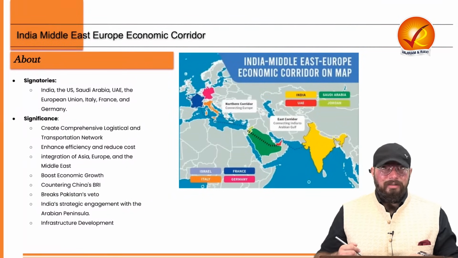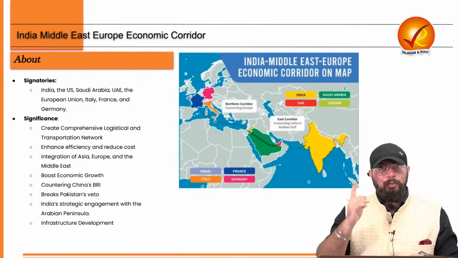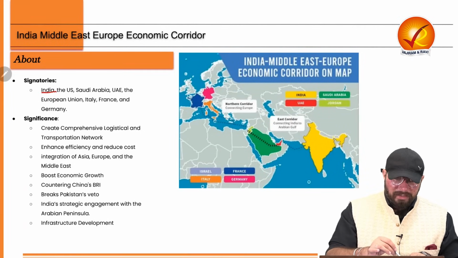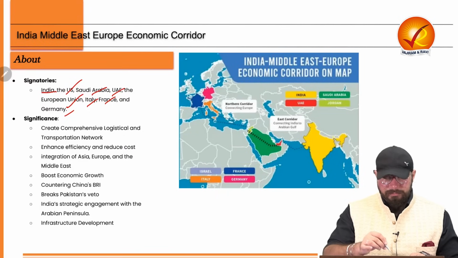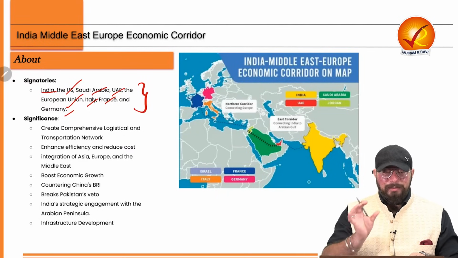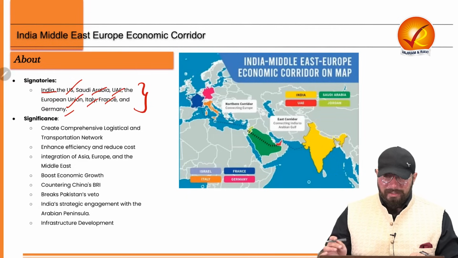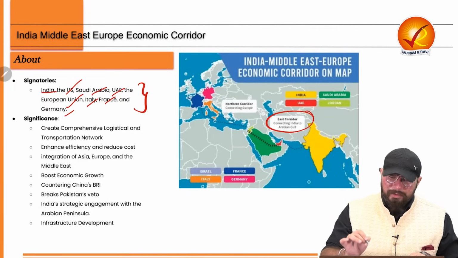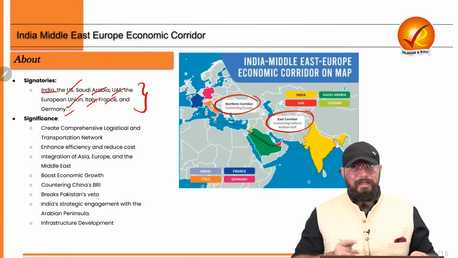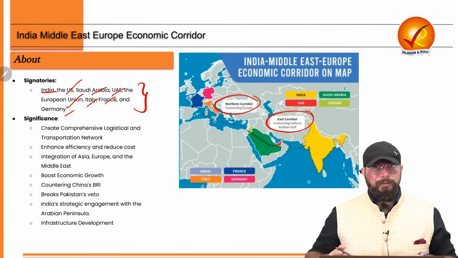Now, another important piece of information about this corridor: who all are the signatories? India, of course, is a signatory. Then the United States, Saudi Arabia, UAE, European Union, Italy, France, and Germany. So all these countries and the European Union are part of this IMEC. And now, as you see, the Eastern Corridor is very much highlighted here, and the Northern Corridor is also highlighted in the map visible in front of you.